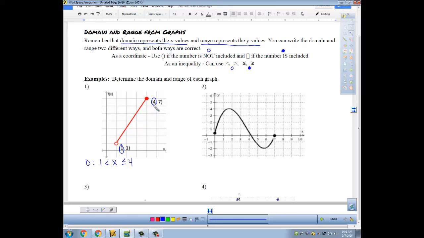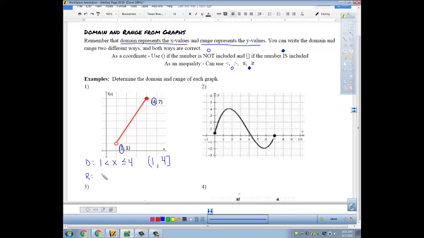We can also write it as a coordinate where we look, our furthest to the left point was 1. It was an open circle, so it says open circle, use a normal parenthesis. And then my furthest to the right point was 4. That was a closed circle, so I use a bracket. So that's just another way to write your answer. Most people prefer the coordinate way, but sometimes you will see it written as an inequality.